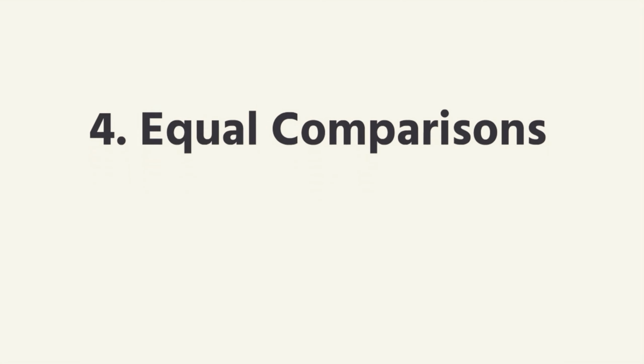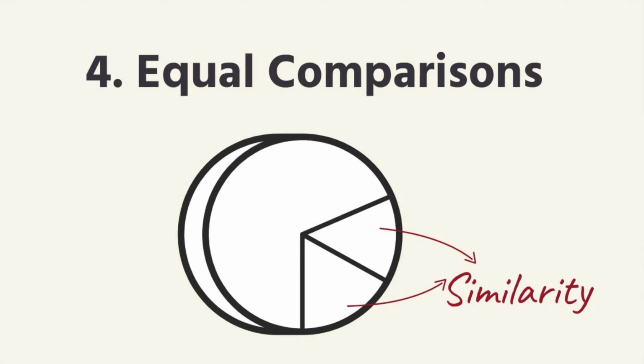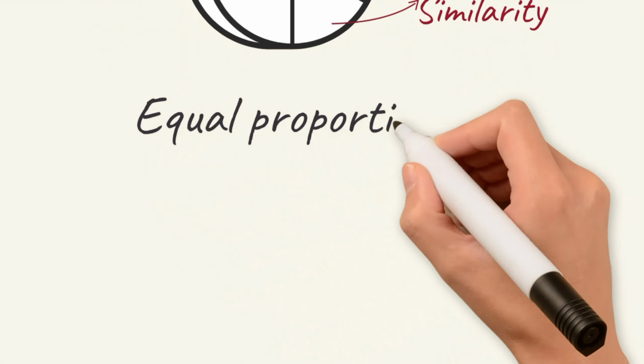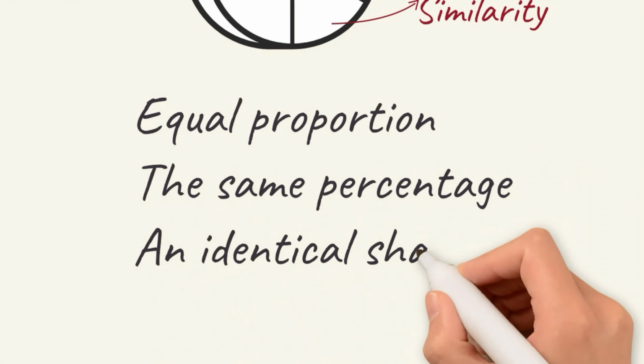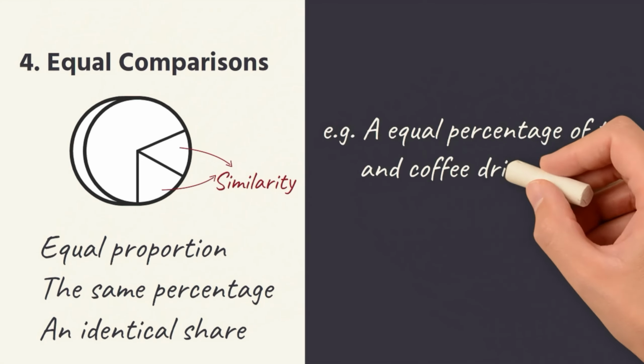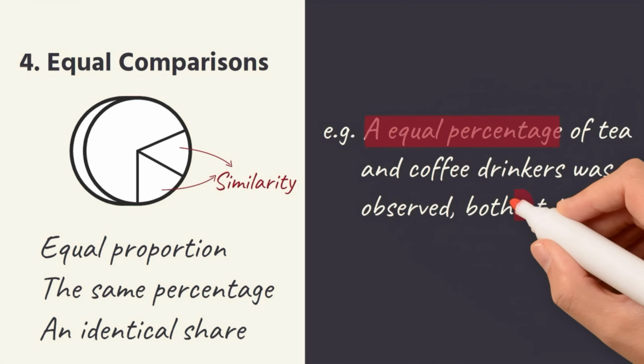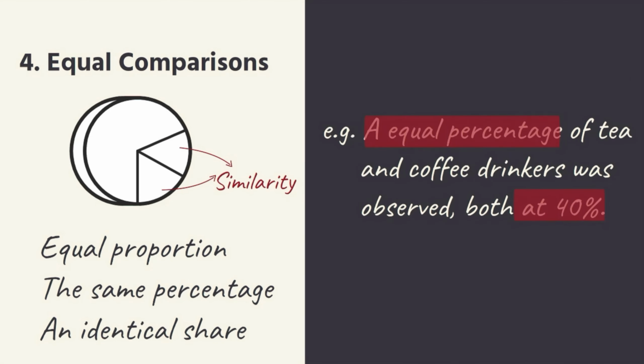Last one, equal comparisons. When the percentages are the same, emphasize the similarity. You can use equal proportion, the same percentages, identical share. Example: an equal percentage of tea and coffee drinkers was observed, both at 40%. So that's all for comparisons.